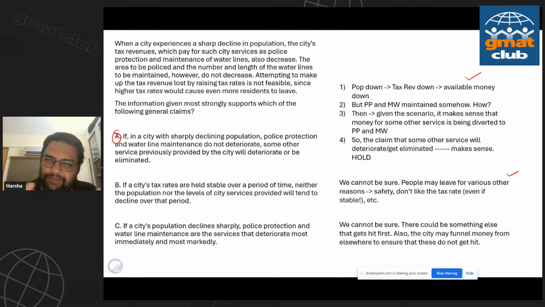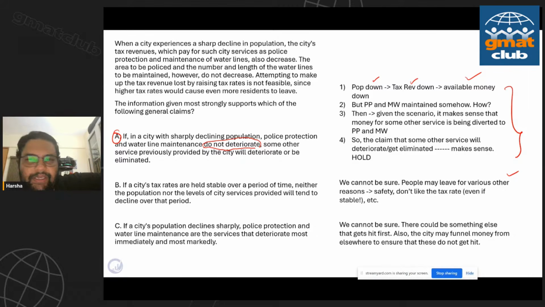What is the logic here? What's going to happen? What's the scenario being described? If you are in a city where the population is going down, which means your tax revenue is going down as per the passage, which means the money available for services like police protection is going down. But we are given that somehow this level of service does not deteriorate. The demand for money for police protection and waterline maintenance is the same. But somehow the city is able to maintain the level. It does not deteriorate from its current level. The water lines are as good as they are, the police protection levels are as good as they are.